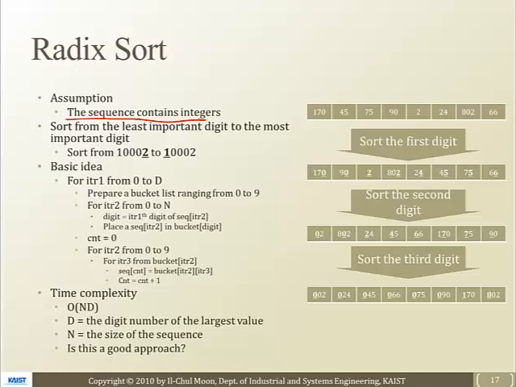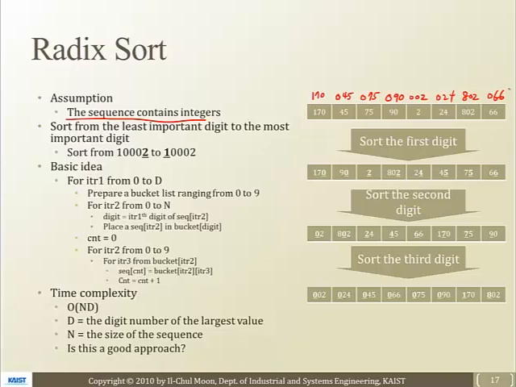So how the sorting actually works looks like this. We have 170, 45, 75, 90, 2, 24, 800, 802, and 66 here. For your information, I'm going to make all of these 3-digit numbers. How to do that: 170, 045, 075, 090, 002, 024, 800, 802, and 066.